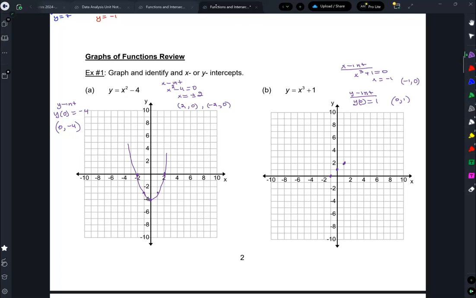If you go over 1, you go up 1. If you go over 2, how much do you go up? 8. Correct.